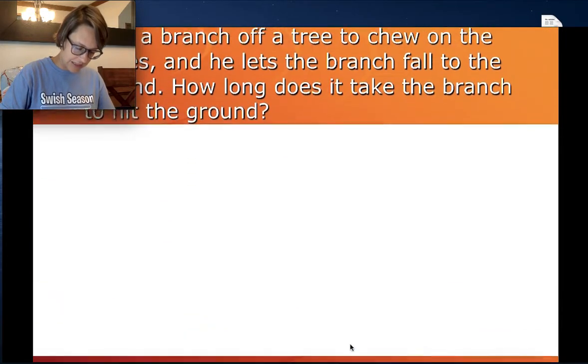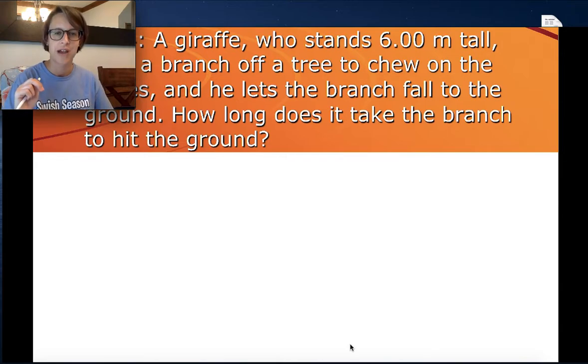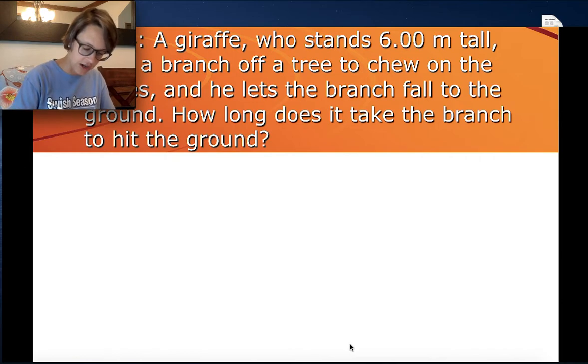Okay, and then last but not least, we have our giraffe. Again, pause this, see if you can do it without me. I'll walk you through in case you need it. So a giraffe who stands 6 meters tall bites a branch off a tree to chew on the leaves, and he lets the branch fall to the ground. How long does it take the branch to hit the ground?